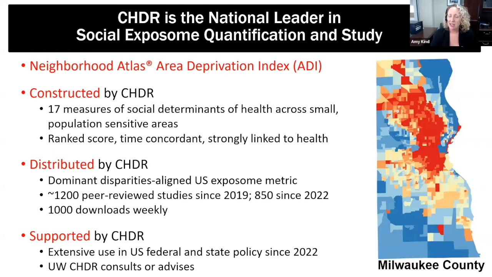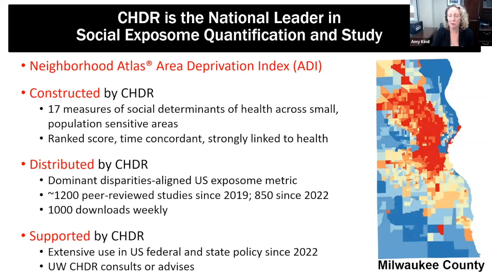So the ADI is distributed free for all through the Neighborhood Atlas. It is right now truly the dominant disparities aligned US exposome metric. We've had, not our team, but the research community writ large has had over 1,200 peer-reviewed studies using the ADI since 2019, since its release, and just 850 in about the last 12 months. The tempo of use has increased dramatically. Right now, in previous metrics that I've built and previous sharing tools that I've created, we would have been happy with 1,000 downloads over the lifetime of the tool.